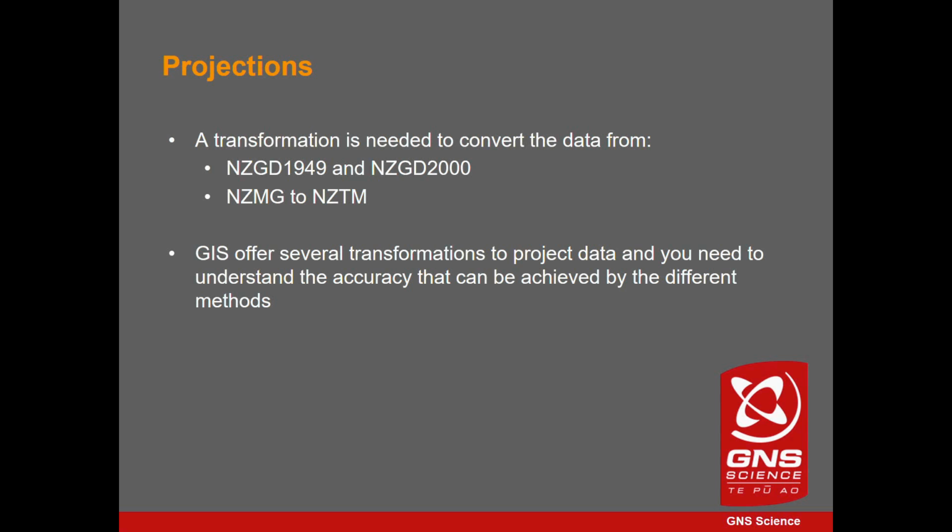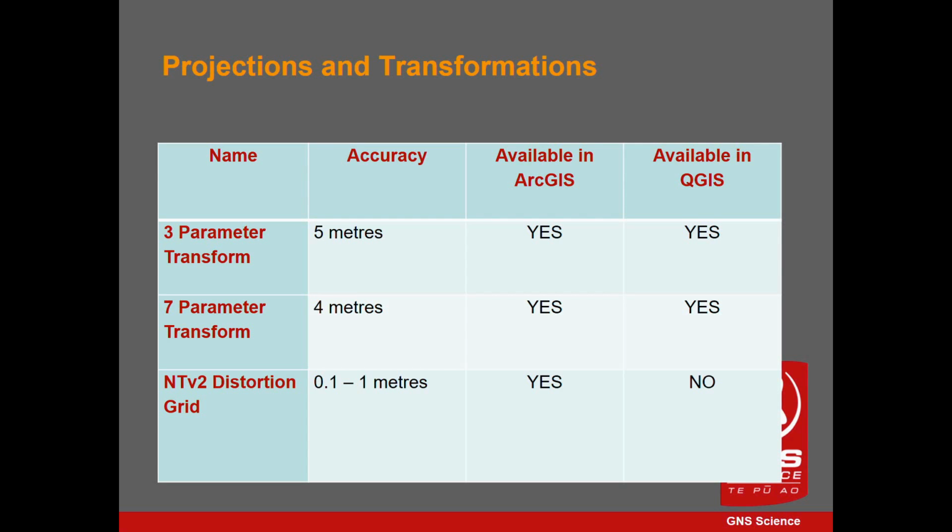The GIS offers several transformations to allow you to project data, but you need to understand that the accuracy that can be achieved by these different methods is not necessarily the same. So this table just shows that there are three standard transformations between projections or between datums and the level of accuracy that can be achieved. It's not a big difference if you're not dealing with survey level accuracy, but you should at least be aware of those levels of accuracy.